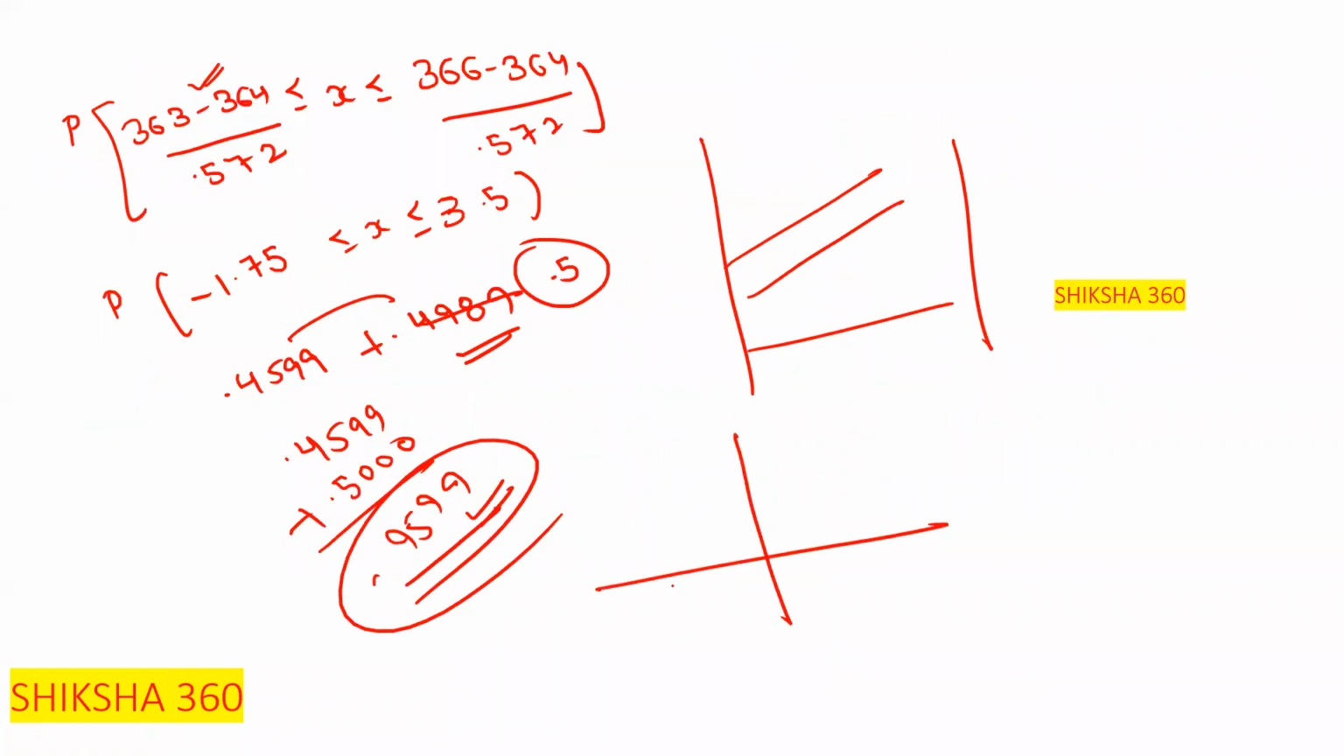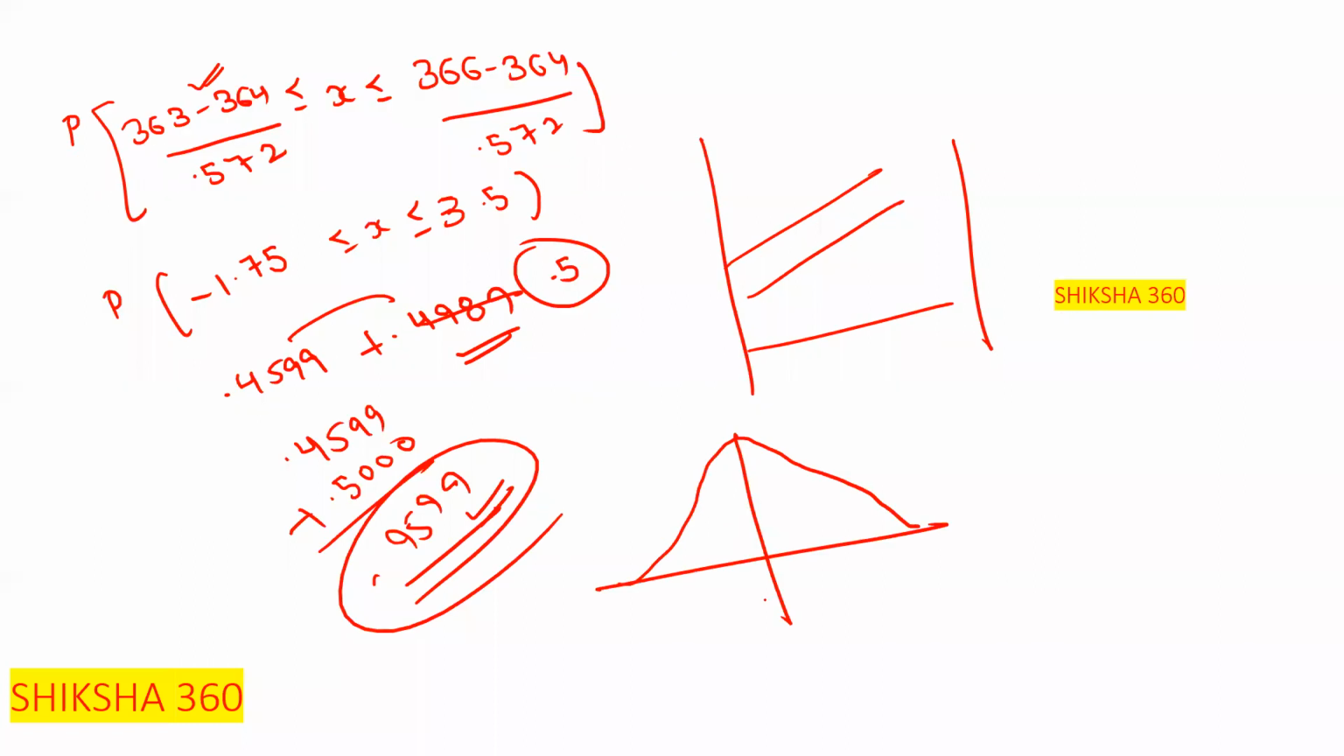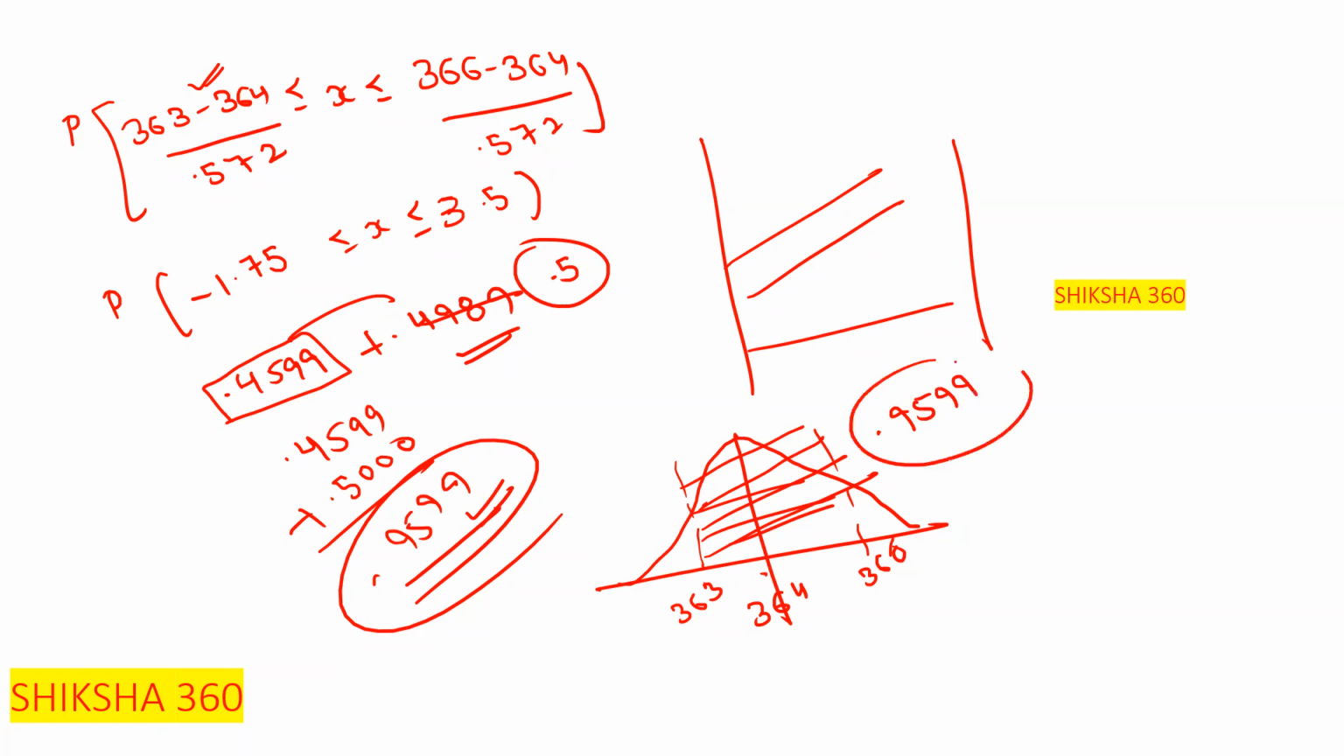Just draw this graph simply. What is the value of the mean? 364. They are asking for the area between 363 and 366. We know the area between 363 and 364 is 0.4599, and between 364 and 366 it is 0.5. So the overall area between them, we add, is 0.9599. This is our answer.